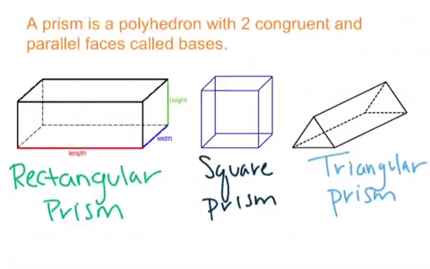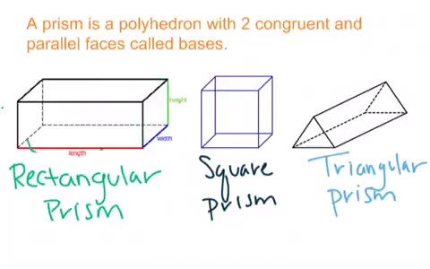All right, a prism is a polyhedron with two congruent and parallel faces called bases. So, right here we have a rectangular prism, a square prism, and a triangular prism. If we look here, this side is parallel to this side. They are congruent and parallel. This base up top and this base below, they are parallel. This side right here is parallel to this side over here. I'm going to erase these so it's not so confusing.